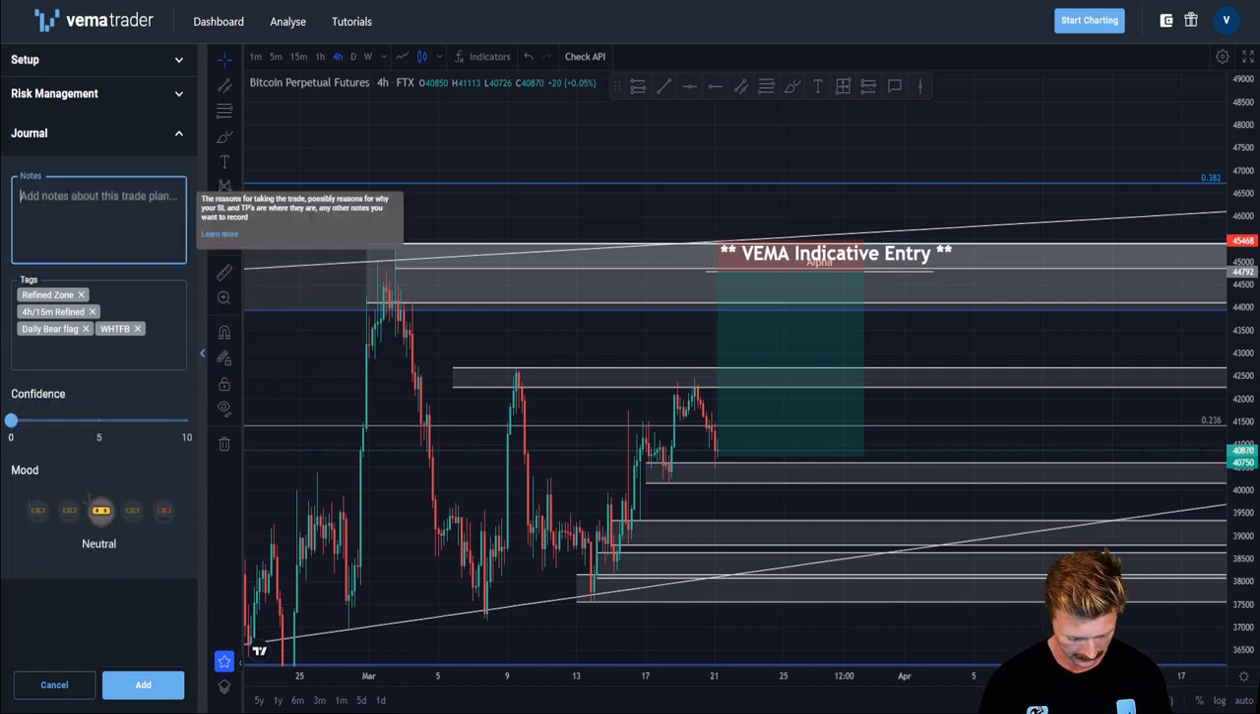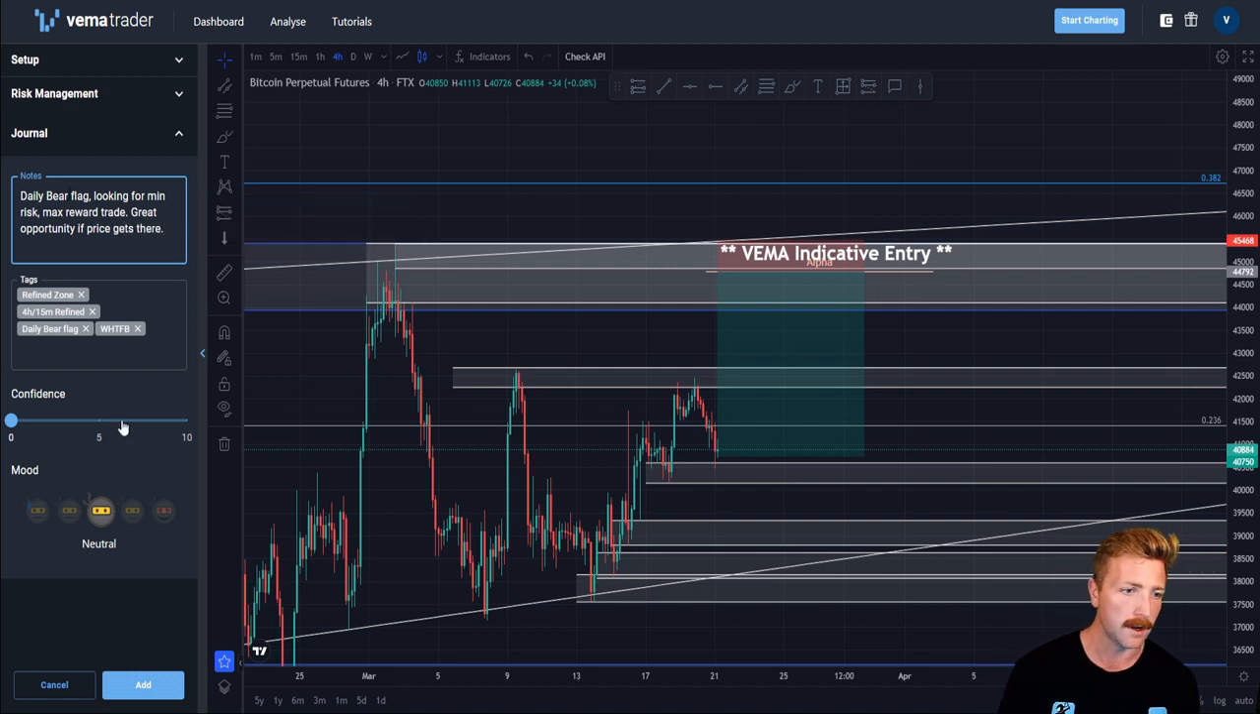For the notes, we had a daily bear flag, looking for a min risk, max reward trade. Great opportunity if price gets there. Confidence in this one? Okay. So it's a daily bear flag, and I'm using a 15-minute zone to refine. So that is a pretty big stretch, but it's not something that I haven't seen happen before.